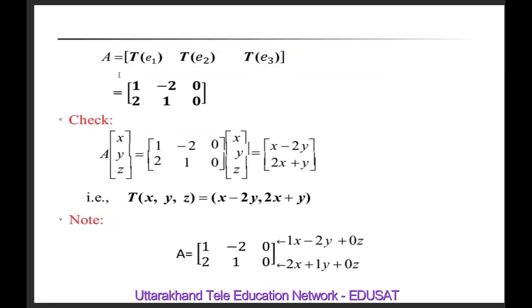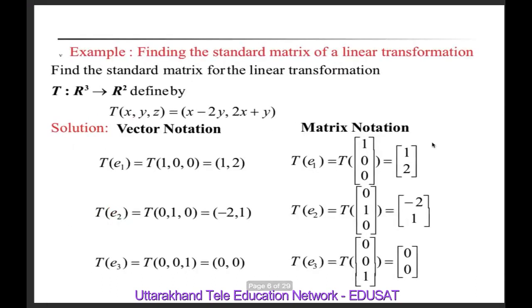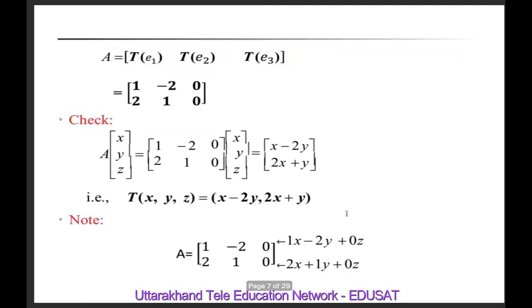Therefore, the standard matrix A is equal to [T(e1), T(e2), T(e3)]. T(e1) we have calculated: (1, 2), T(e2) is (minus 2, 1), T(e3) equal to (0, 0). So now we substitute these values, and this is the standard matrix. Now we will check whether it is equal to the given transformation or not. Suppose A into (x, y, z) is equal to, where A is the matrix with rows (1, minus 2, 0) and (2, 1, 0).